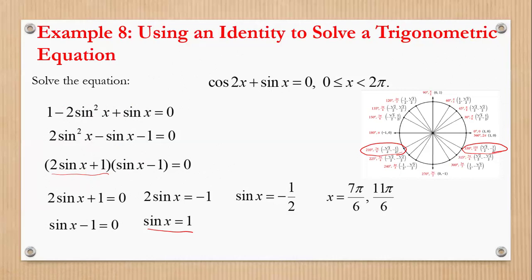When we say sine x is equal to 1, 1 is this point, which means x must be equal to pi over 2. And these are all the solutions for this equation from 0 to 2 pi: pi over 2, 7 pi over 6, and 11 pi over 6.